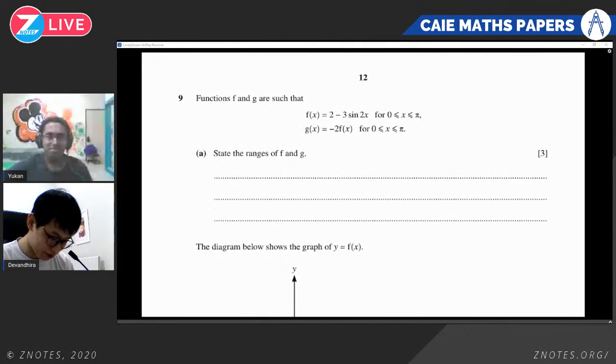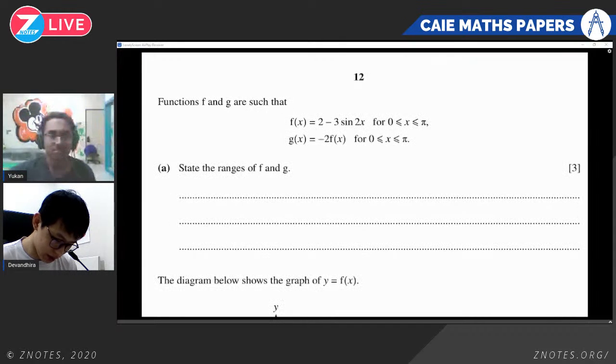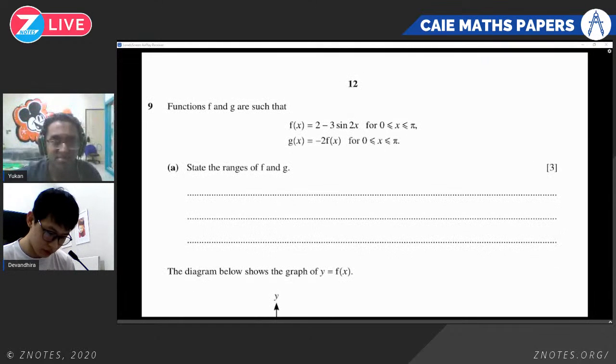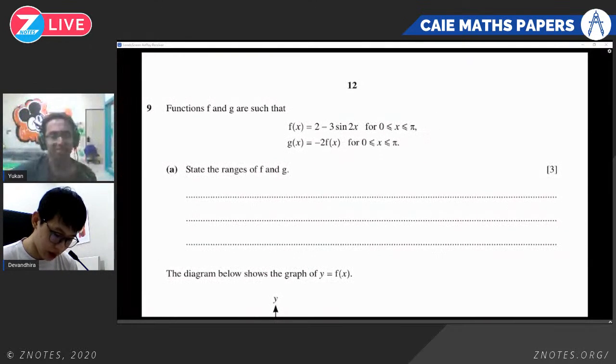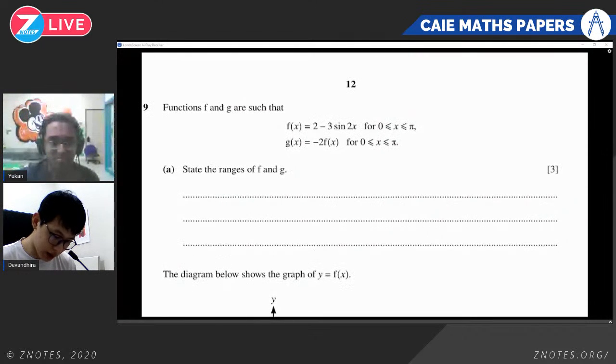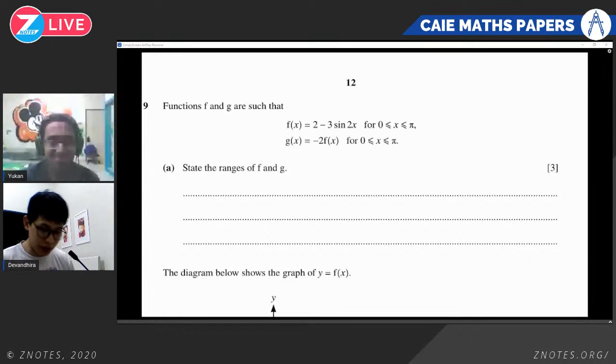Right, next question. Functions f and g are such that f(x) is 2 minus 3 sine 2x, and g(x) is -2 f(x). State the ranges of f and g. All right, so for a sine wave, remember a normal sine wave. Let's ignore this first. A normal sine wave can only go from -1 to 1. Agree?